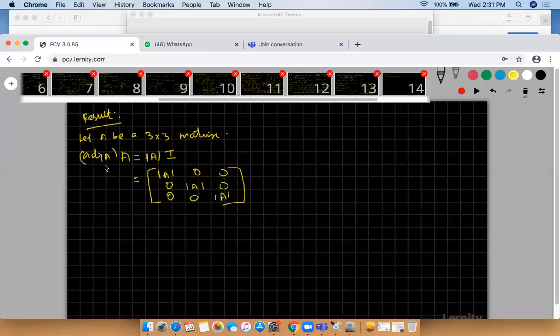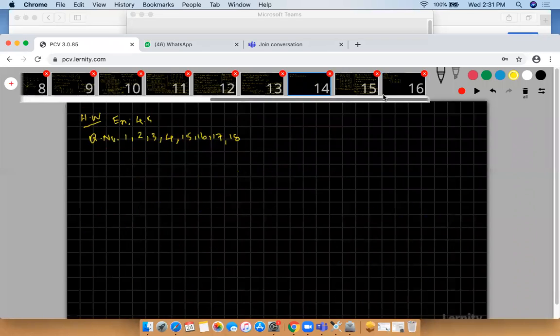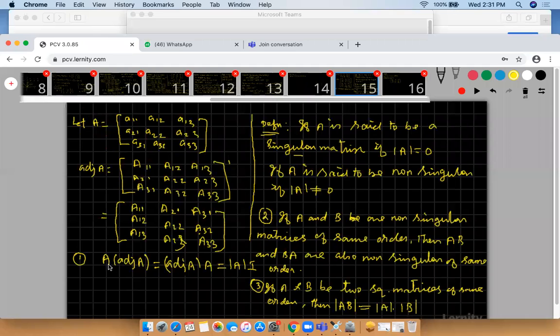So why am I writing this result? Adjoint of A into A is equal to determinant of A into I. Look at that. This is the first result: A into adjoint of A is equal to determinant of A into I. This is the first result, which we have already proved in previous classes.